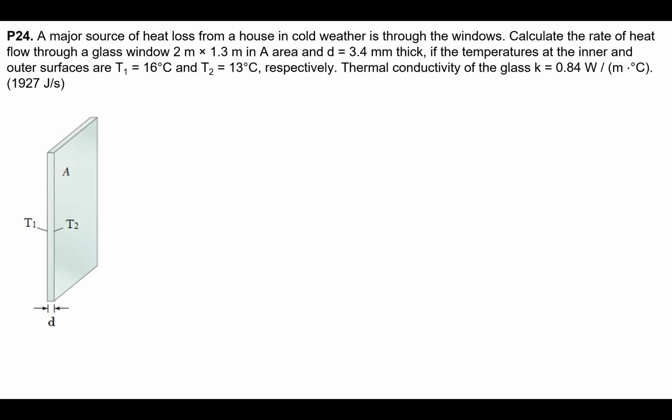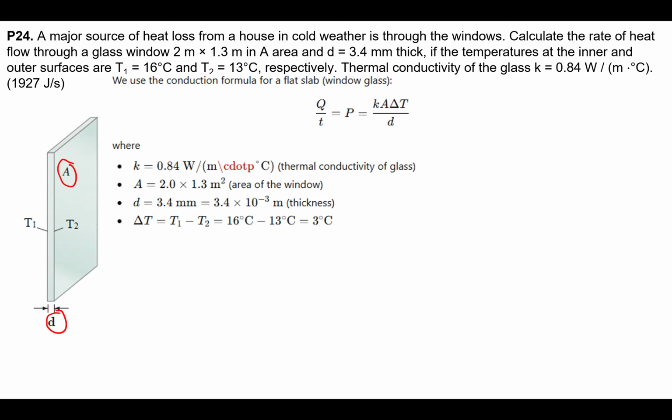A major source of heat loss from a house in cold weather is through the windows. Calculate the rate of heat flow through a glass window 2 by 1.3 meters in area A, and D is 3.4 millimeters thick. The area A is given and D is given. And we have T2 and T1, outside and inside, for instance. T1 is 16 degrees C and T2 is 13 degrees C, and the thermal conductivity of the glass is given.